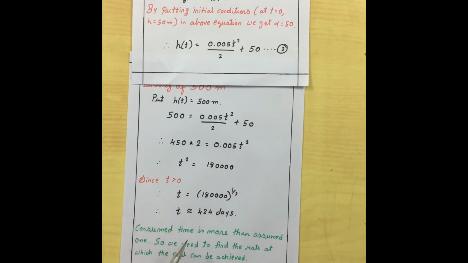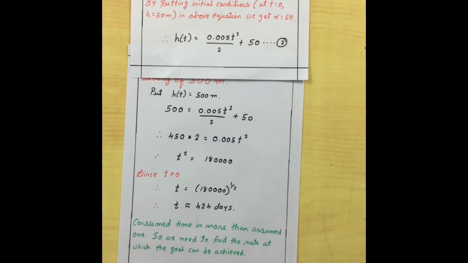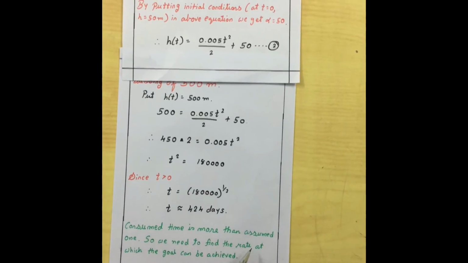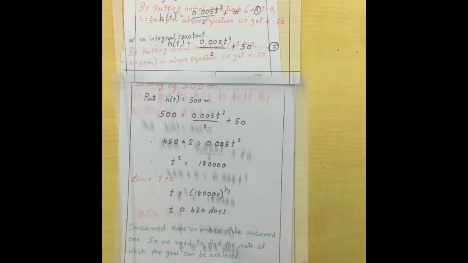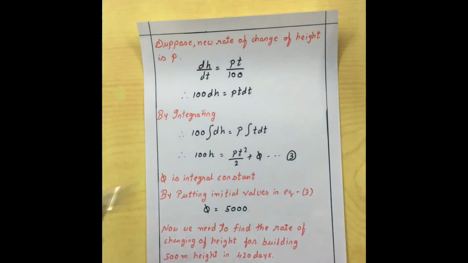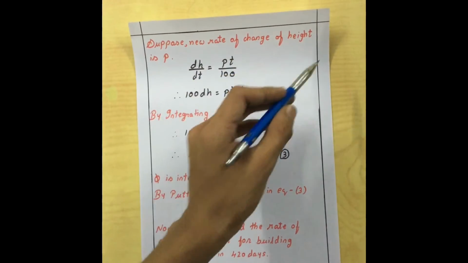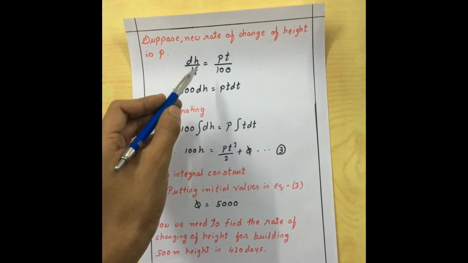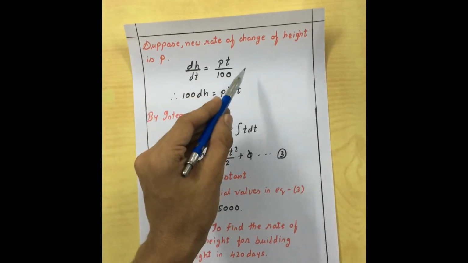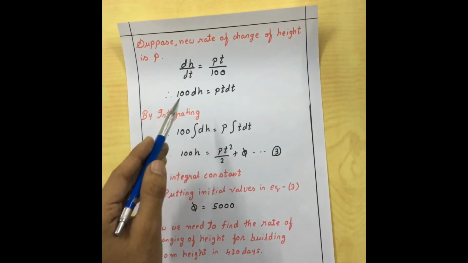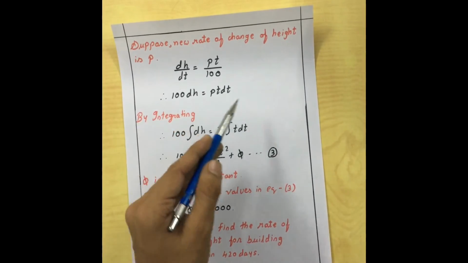But the consumed time is more than the assumed one. So we need to find the rate at which the goal can be achieved. Now suppose the new rate of change of height is p. Therefore dh by dt is equal to p into t by 100. Therefore 100 dh is equal to p t dt.